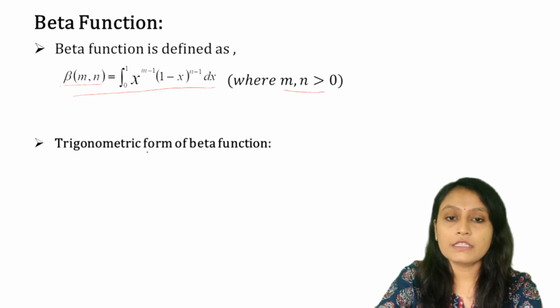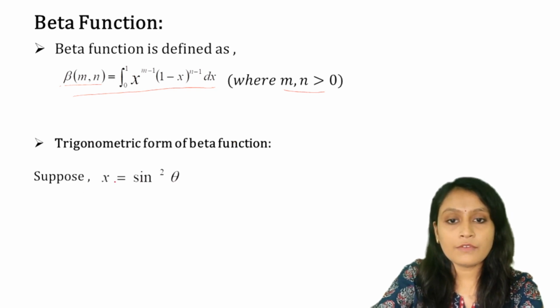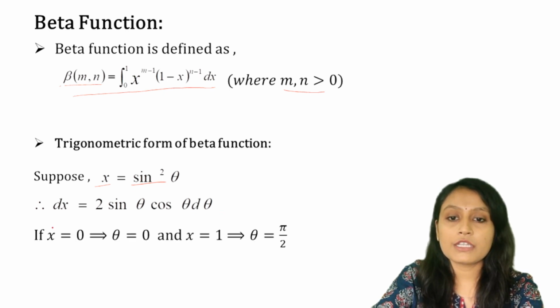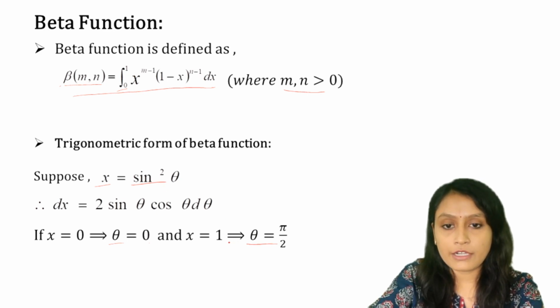Now we will study the trigonometric form of beta function. For that, we will suppose x as sine square theta. So you will get dx is equal to 2 sine theta into cos theta d theta. Now we will change the limits. For x is equal to 0, substitute 0 over here, so you will get sine square theta is equal to 0, so theta is equal to 0, and for x is equal to 1, you will get theta is equal to pi by 2.